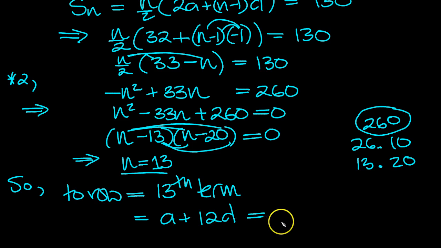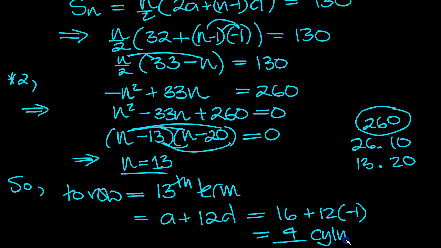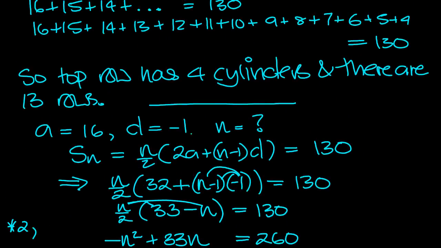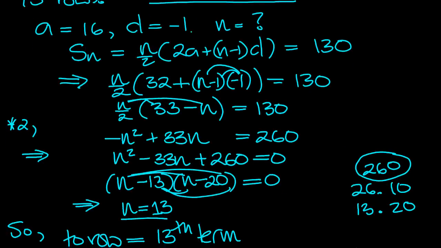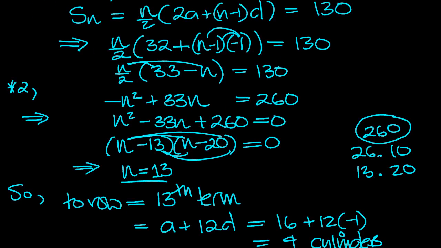A is 16, d is minus 1. So 16 minus 12, when you multiply this, is 4. So top row has 4 cylinders, as we said, by the ad hoc method. So the ad hoc method is a lot easier with these small numbers, but had the problem been much larger numbers, then we would have had to resort to the algebraic route.